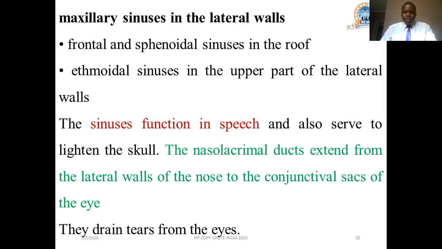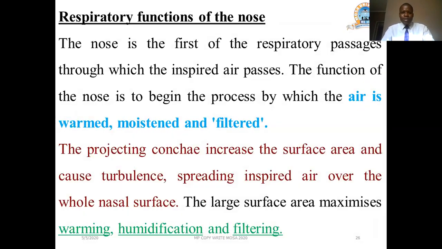The sinuses function in speech and also serve to lighten the skull through the drainage that I've explained. The nasolacrimal ducts extend from the lateral walls of the nose to the conjunctival side of the eye. They drain tears from the eyes, which I've already explained.